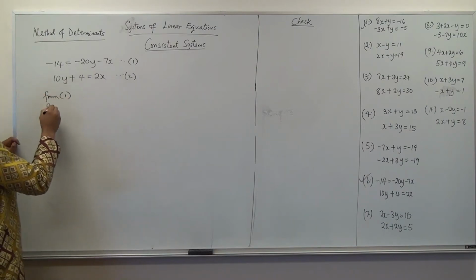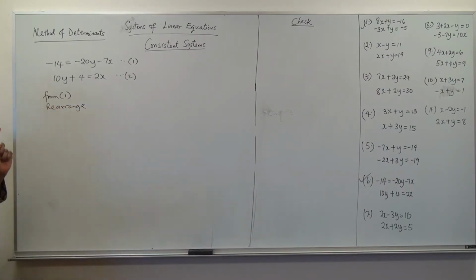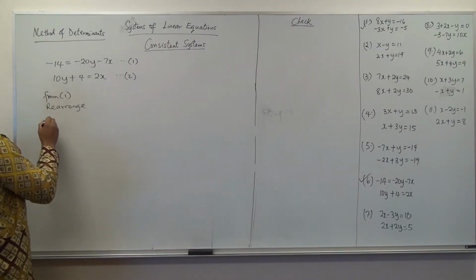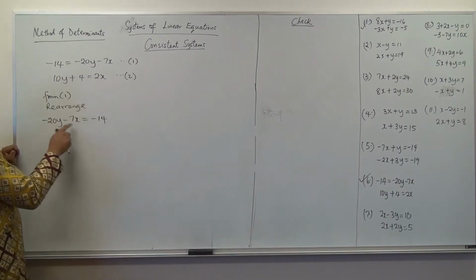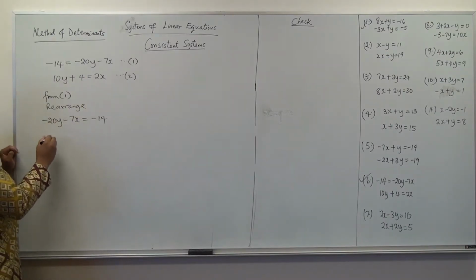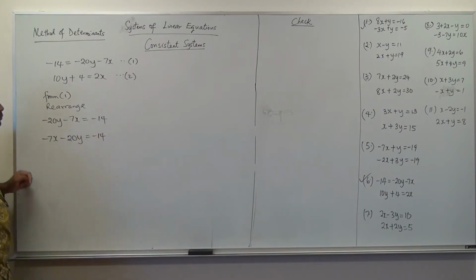We can rearrange. If we rearrange, that means let's make the left-hand side the right-hand side, and let's make our right-hand side our left-hand side. So this will be negative 20y minus 7x equal to negative 14. And then rearranging this, it will now be negative 7x minus 20y equal to negative 14.